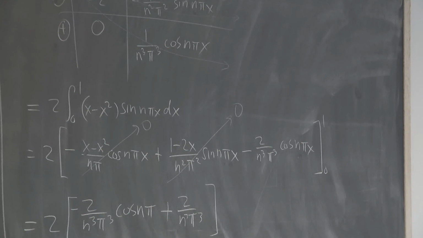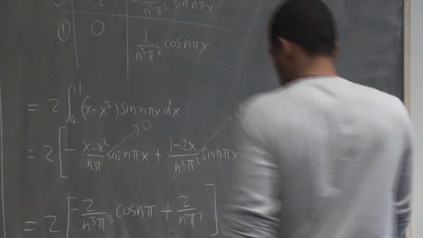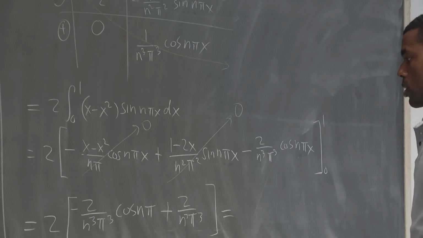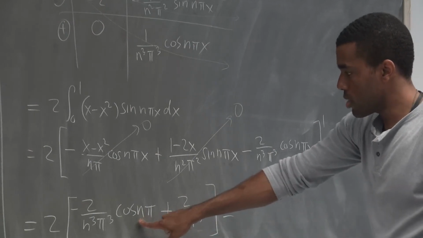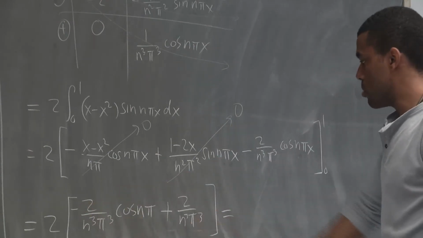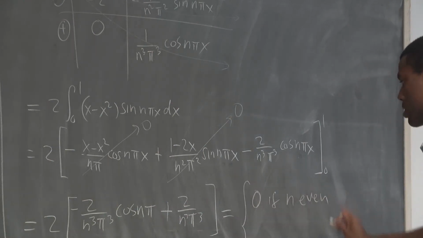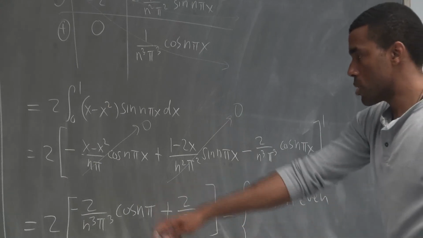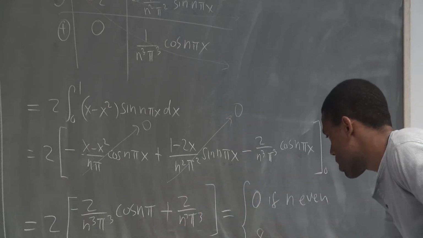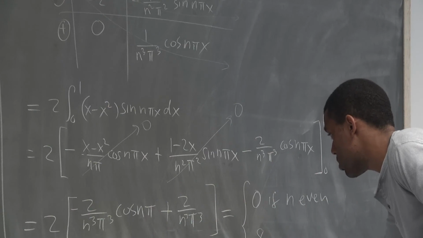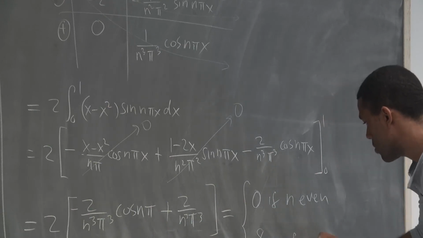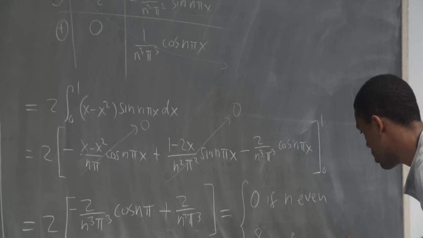So this means our f of x, this particular f of x, we can write as, well, I can simplify this. When n is even, this gives me a plus 1, which means this will be 0. So 0 if n is even. And if n is odd, I get 4 times 2, it's 8 over n cubed pi cubed if n is odd.